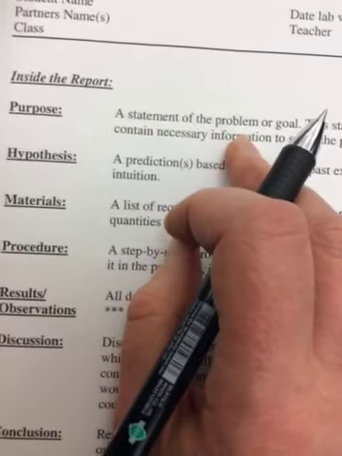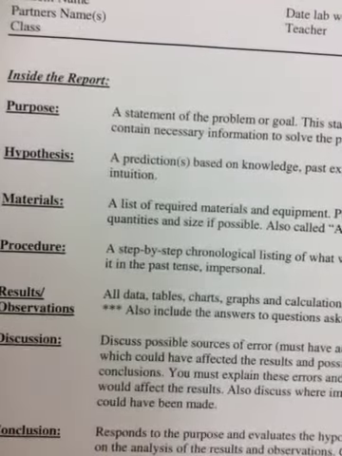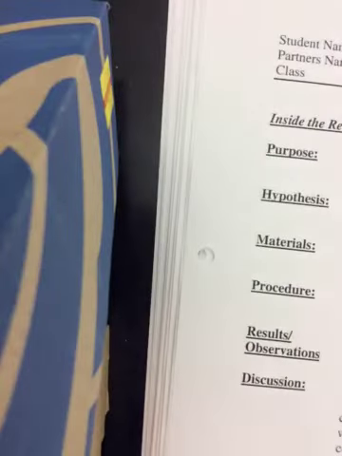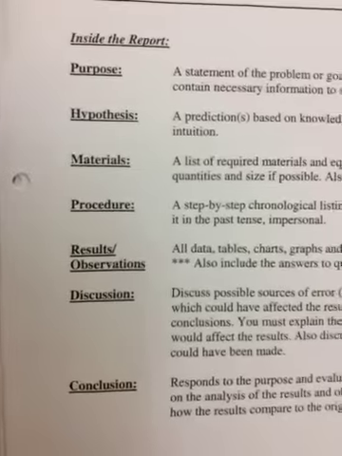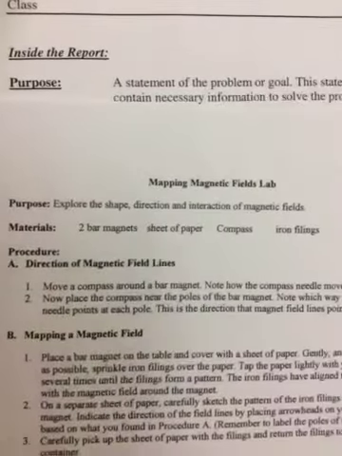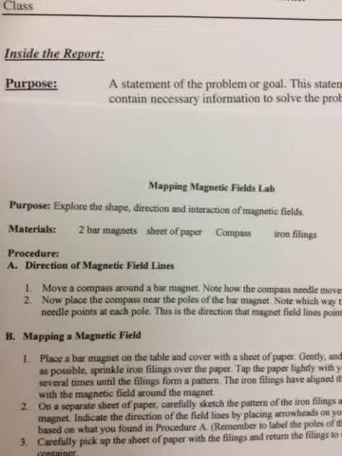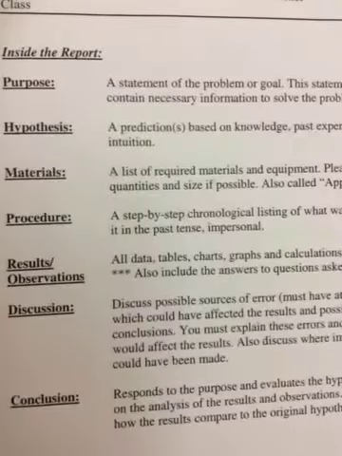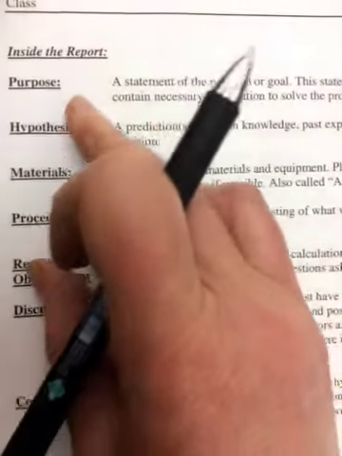The purpose was, shoot, I just have to reach the lab. I can't see it. Sorry. Explore the shape, direction, and interaction of magnetic fields. Okay, so you could just write that down directly. Materials: 2 bar magnets, sheets of paper, compass, iron filings, yep. And then the next, so you can also just write that.